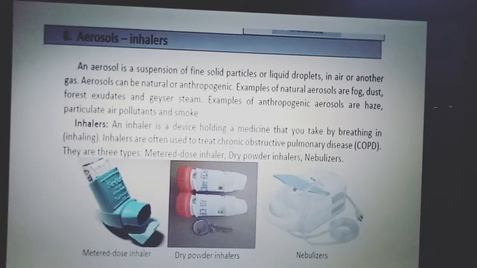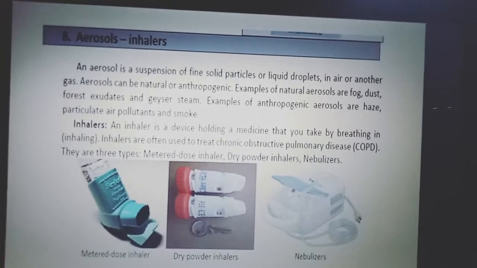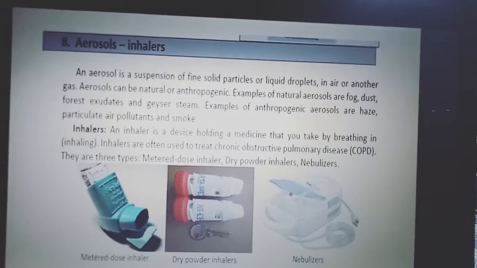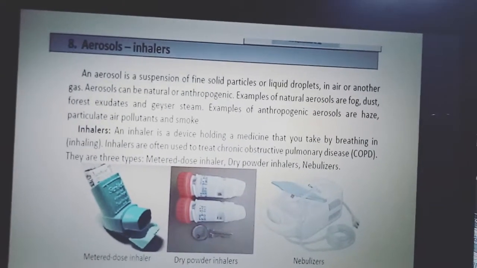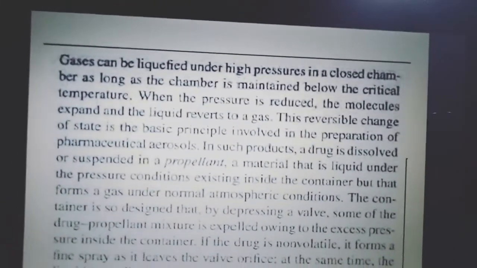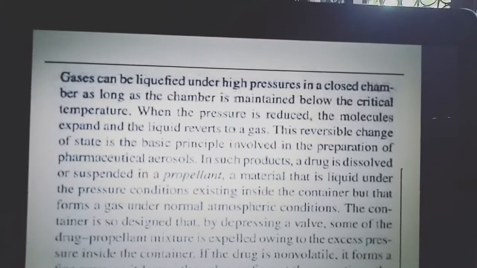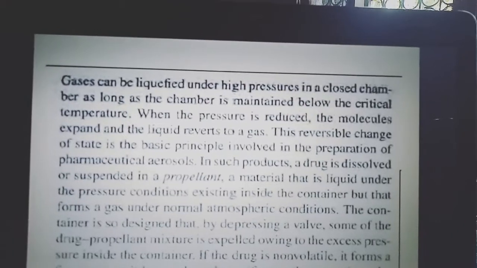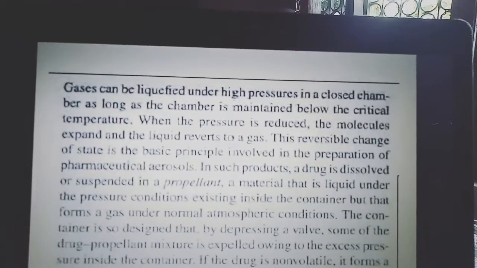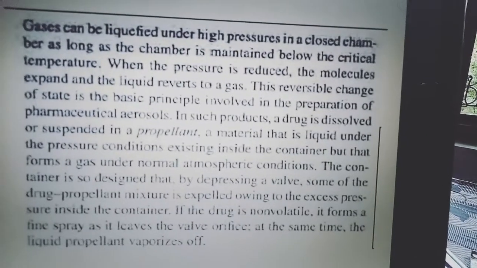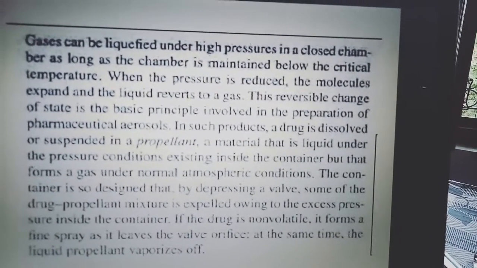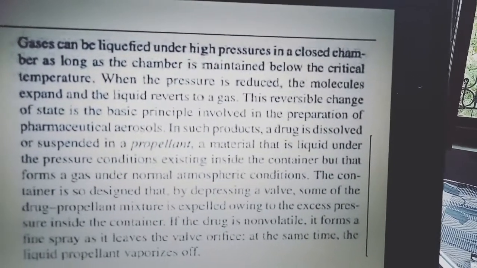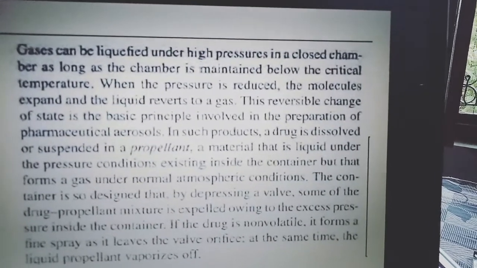The container is designed in such a manner that on depressing a valve, some of the drug propellant mixture is expelled out due to excess pressure inside the container. The aerosol containers are filled either by cooling the propellant and drug at a low temperature within the container, which is then sealed with the valve. Alternatively, the drug is sealed in a container at room temperature and the required quantity of propellant is forced into the container under pressure. These are pressurized dosage forms.